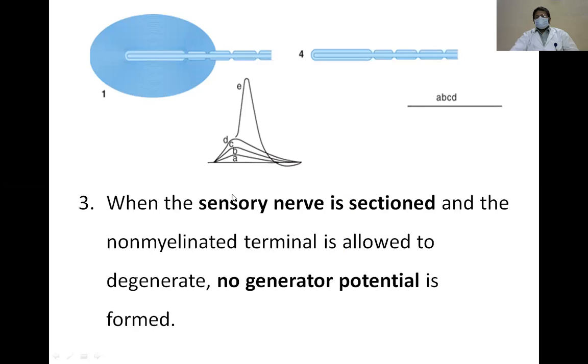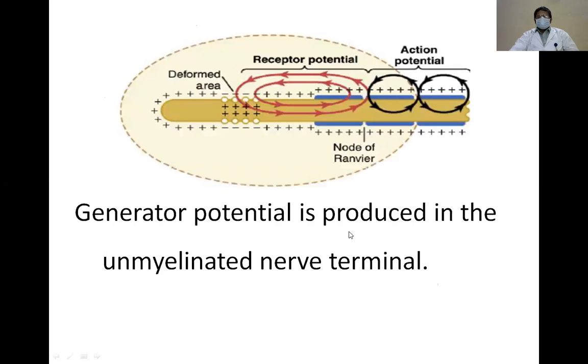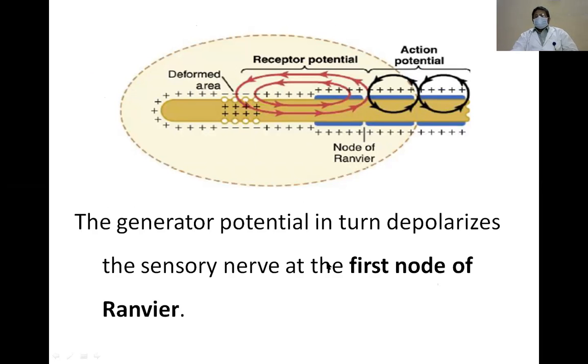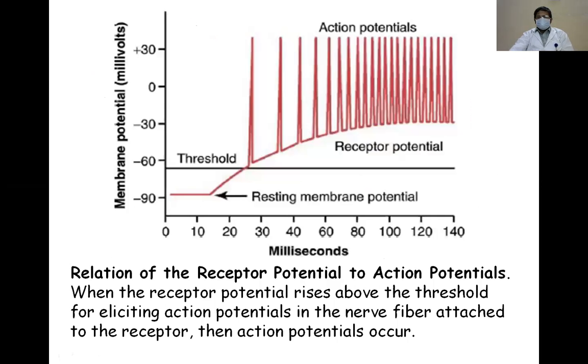If there is no generator potential, there is no action potential. This is the receptor potential, and when there is mechanical deformation, it will produce the action potential. The generator potential at the nonmyelinated terminal in turn depolarizes the sensory neuron at the first node of Ranvier.